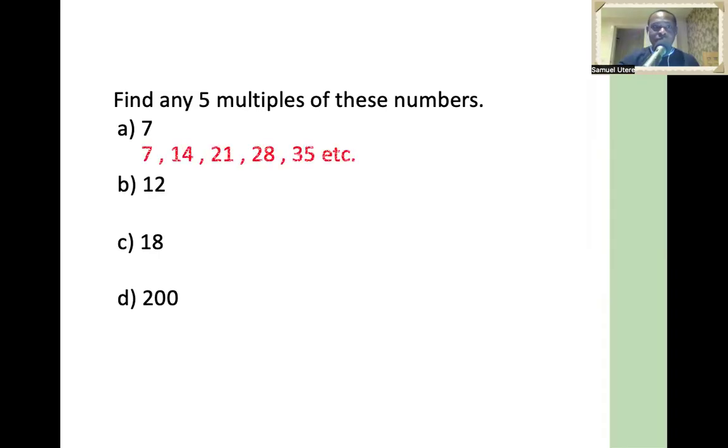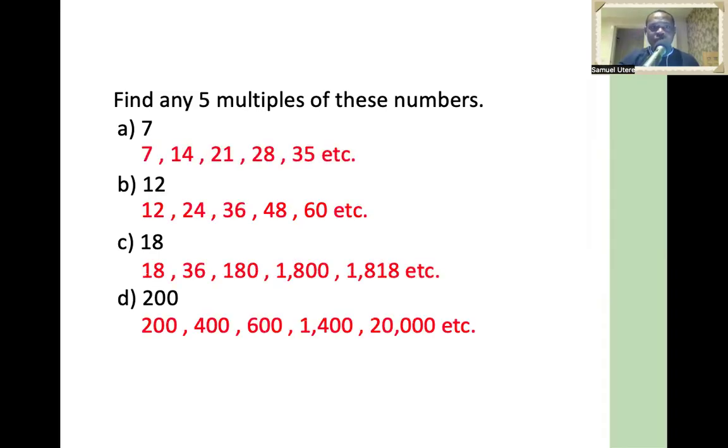And here we go. Here are the answers. Have you noticed that we've made a jump to write multiples that are not really close to the first ones? So we've just written any multiples. And of course, these are multiples of these numbers, 18 and 200.